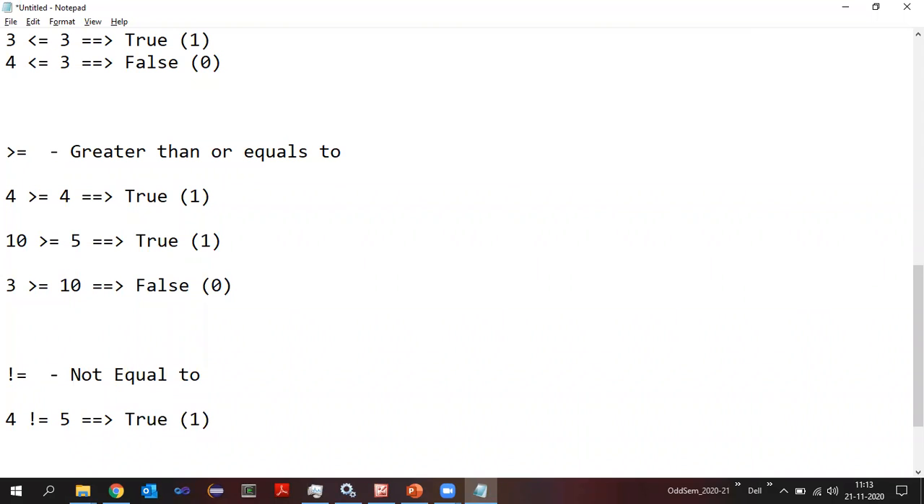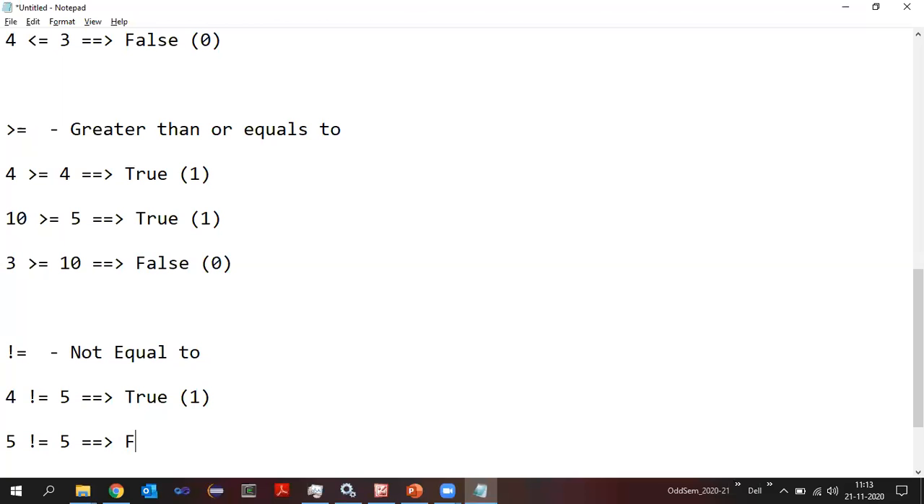Okay, now in the same way, let us check this one: 5 not equals to 5. What will be the value now? If you read the statement, 5 not equals to 5, the statement is False. I am telling 5 not equal to 5, which means 5 is equal to 5. So the statement I am making is a wrong statement, and the result is false.